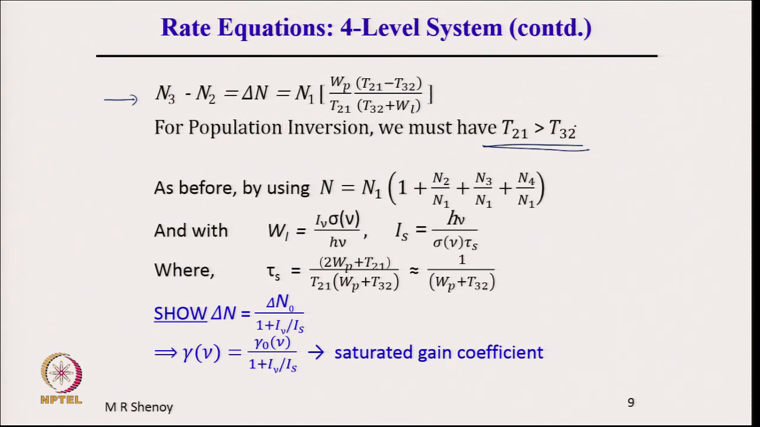Note that there is no condition on WP, the pumping rate. In a 3 level system, we had a condition on WP, that is the pumping rate had to satisfy a certain condition. But now, whatever be the pumping rate, so long as you have T21 greater than T32, you will be able to achieve population inversion.